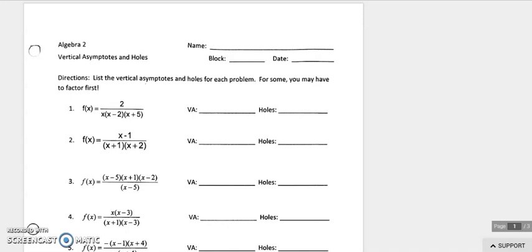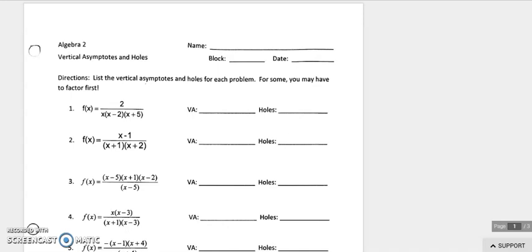Today we're going to be looking at asymptotes and holes for rational functions. Asymptotes we've already talked about, so that'll be a continuation of what we've looked at the past few videos. Holes is going to be something new, but it's building off of what we talked about in our last lesson.